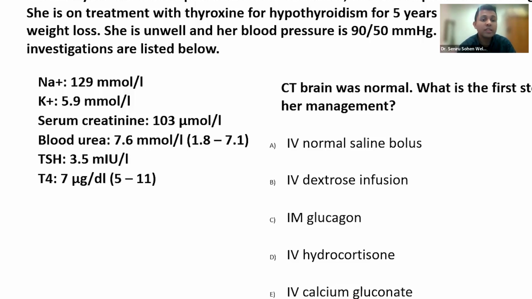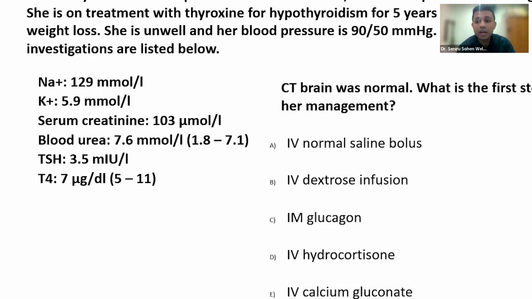So serum creatinine is 103, that is normal. Blood urea is 7.6, that is possibly due to vomiting and pre-renal azotemia. TSH is 3.5, that is normal, and T4 is 7, again that is normal. So that would suggest that the patient is adequately treated for the hypothyroidism, and hyperthyroidism is not the cause of weight loss. CT brain is normal. So we are dealing with an Addisonian crisis here.